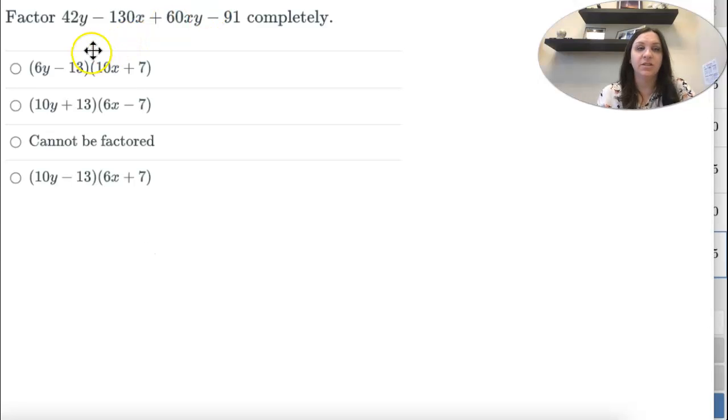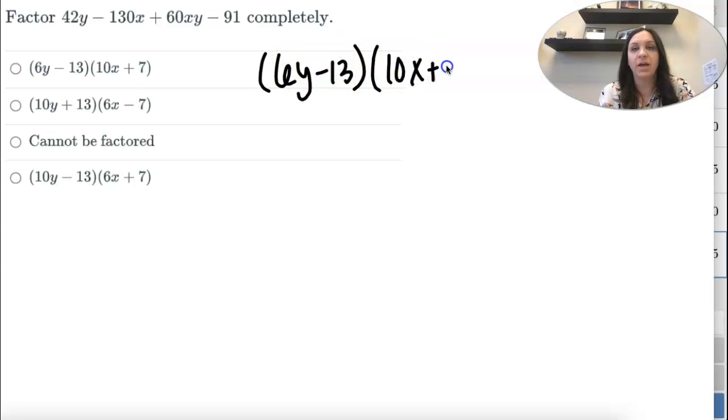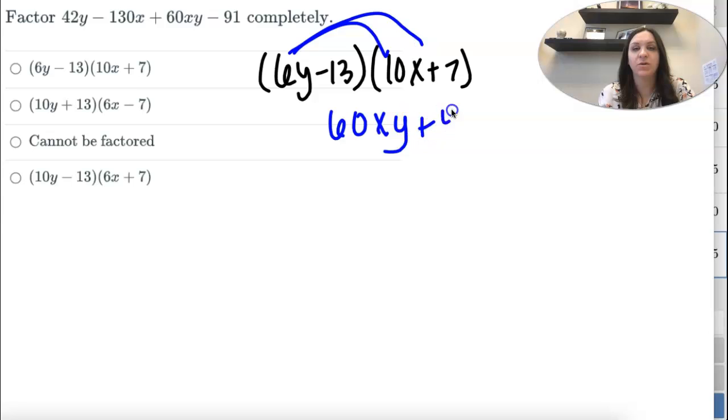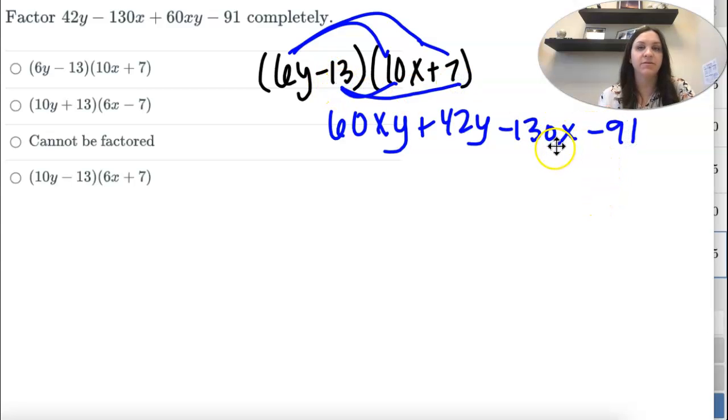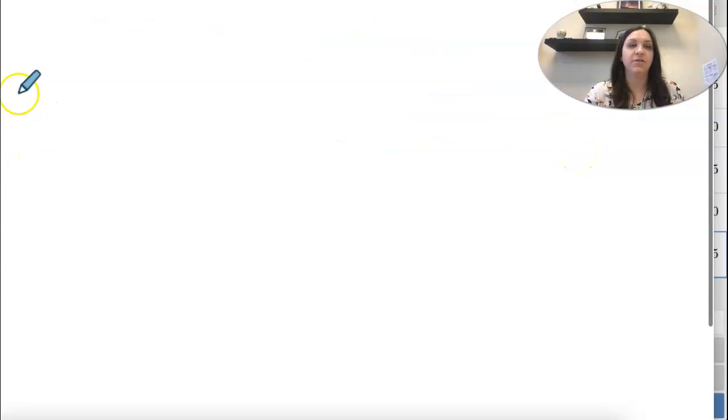Okay, so let's do the same thing on this one. Let's do guess and check. And that's a totally okay option. So 60xy plus 42y minus 130x minus 91. Ha! First try. So notice if I rearranged, I would have all the right numbers. And that's it for this section.